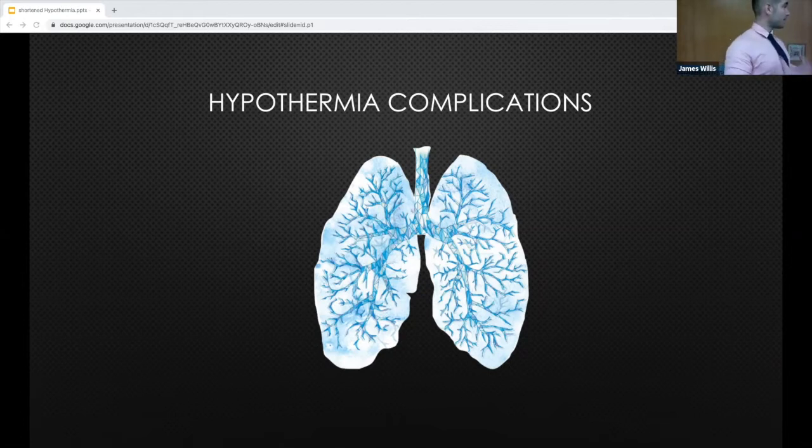And then the muscles of respiration are our diaphragm and our intercostal muscles. They contract less efficiently at colder temperatures. So they essentially create a VQ mismatch as the ventilation fails.